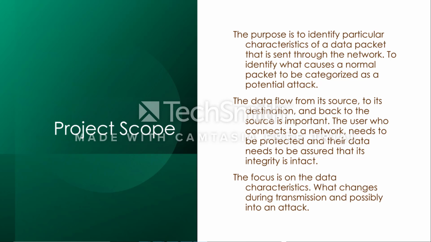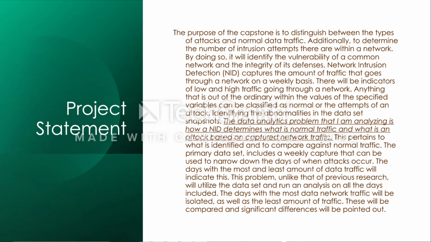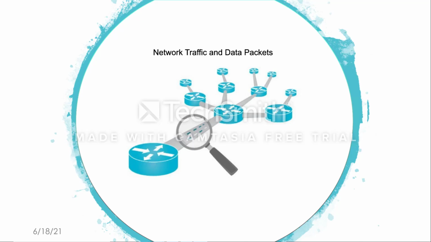I am still trying to focus on the data flow from the source to the destination from the first primary dataset. The data analytics problem that I am analyzing is how an NID, or network intrusion detection system, determines what is normal traffic and what is an attack based on captured network traffic. Network traffic and data packets flow from node to node, so the purpose of this project is to focus on what goes on during the flow of traffic as it travels through the network from the source to the destination and from the destination back to its source.